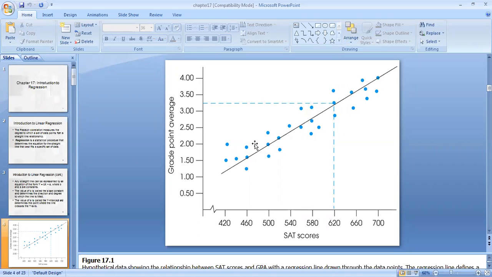So this is the straight line, and we got it using this data, with SAT scores along the x-axis and grade point average along the y-axis. Using this data, all points try to be near the straight line. This is the cluster of points near the straight line, and this is called linear regression.